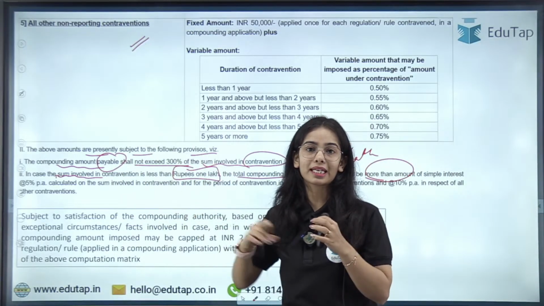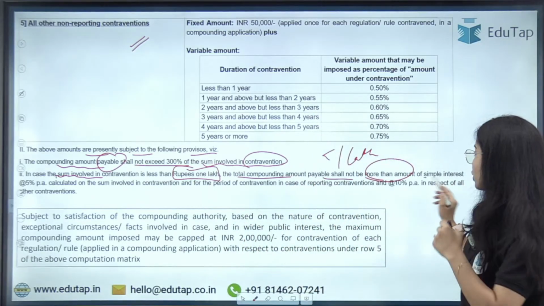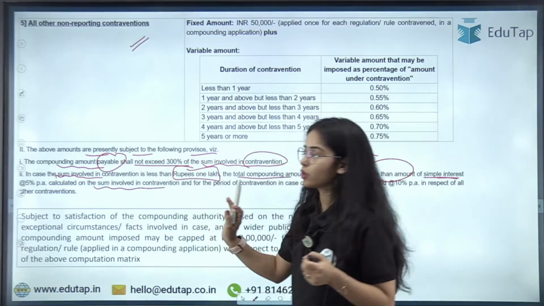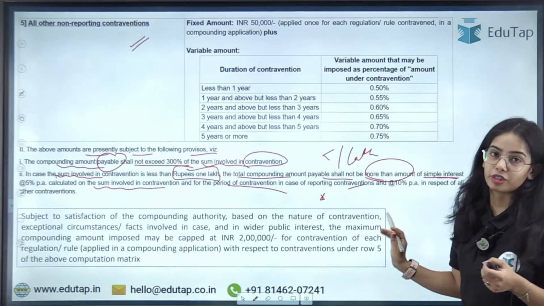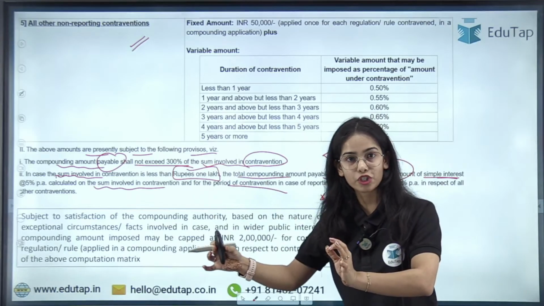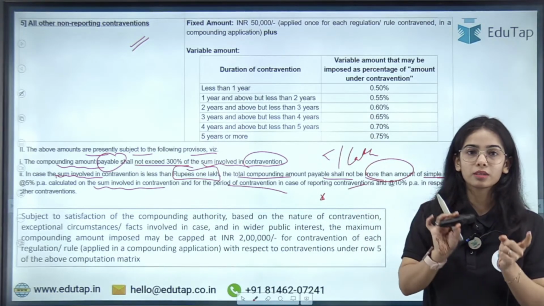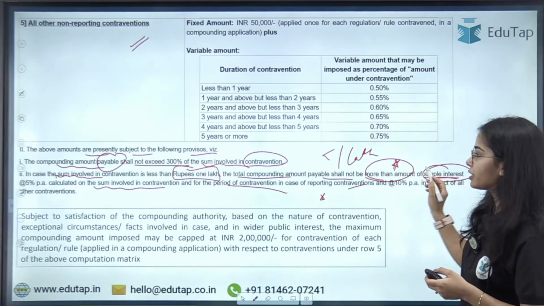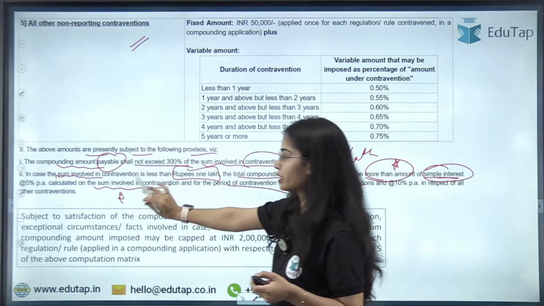So the amount, that is the compounding amount or the penalty amount, should not be more than the amount of simple interest at 10%, calculated on the sum involved in contravention and for the period of contravention in case of reporting contravention. So this is the basic idea, that if the amount involved in the contravention is less than 1 lakh rupees, the compounding amount or the fine amount shall not be more than the simple interest of 10% on the sum involved in contravention.